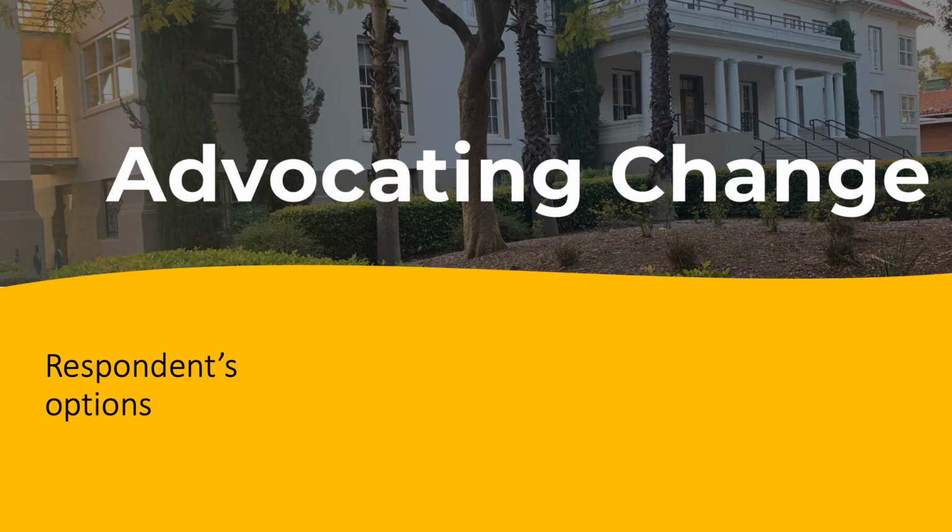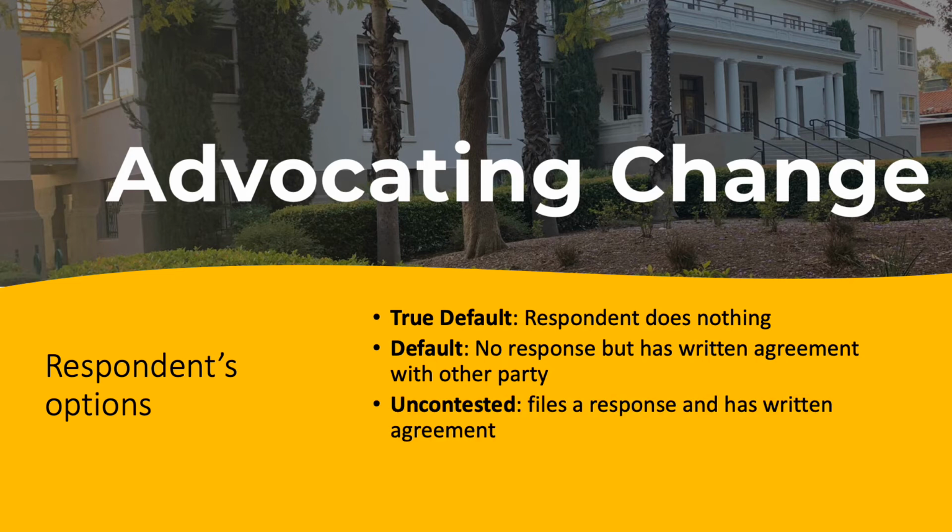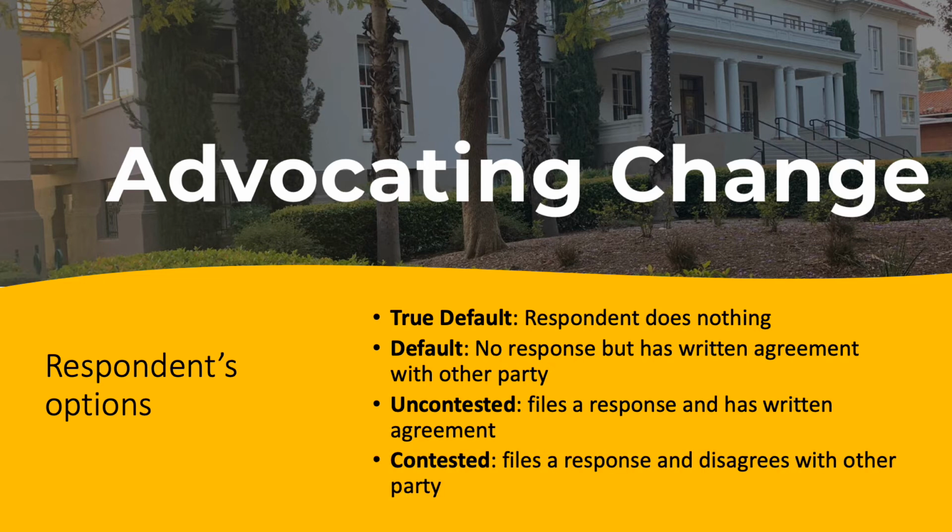There are several things a respondent can do when receiving notice of a lawsuit. They can either not respond and do nothing, not file a response but have a written agreement with the other party, file a response with the court but also reach an agreement with their spouse on all issues, or file a response and disagree with what their spouse is asking for. By not responding and doing nothing, the respondent is forfeiting their right to participate in the case. With the second option, the case is considered a default because the respondent did not file a response.